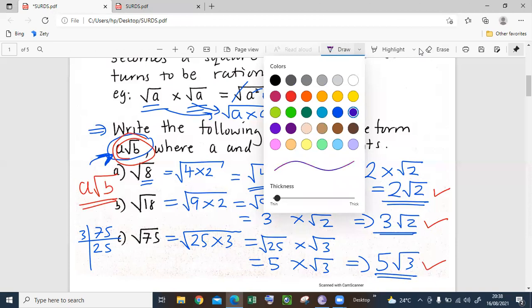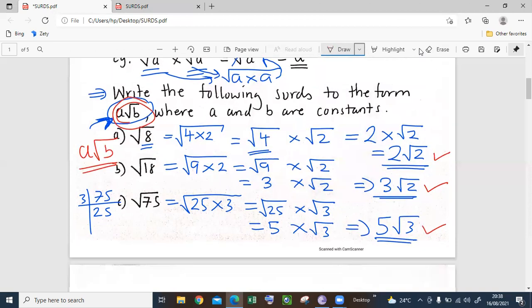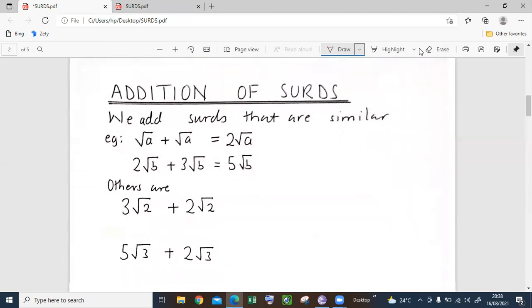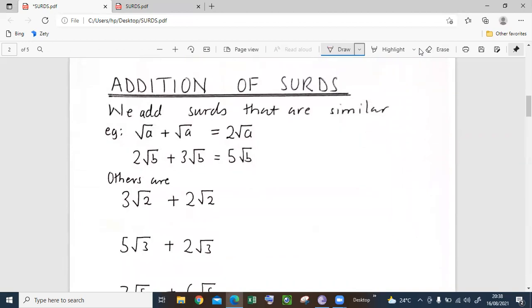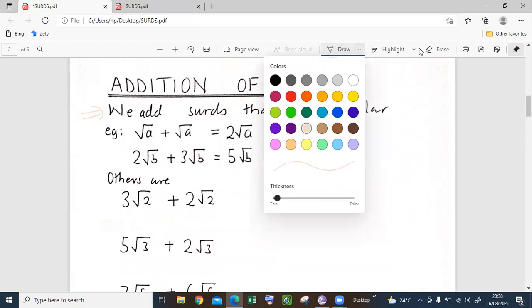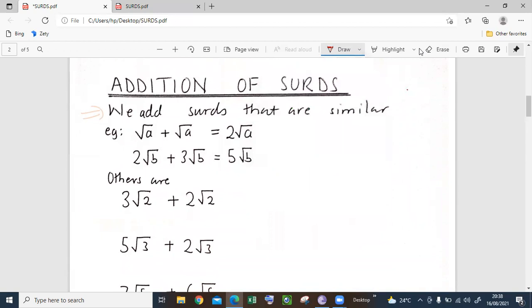Now, we need to move on and look at other examples. Addition of surds. When we are adding surds, normally we add only the surds which are similar. If you look at the example here, we have root of a plus root of b.